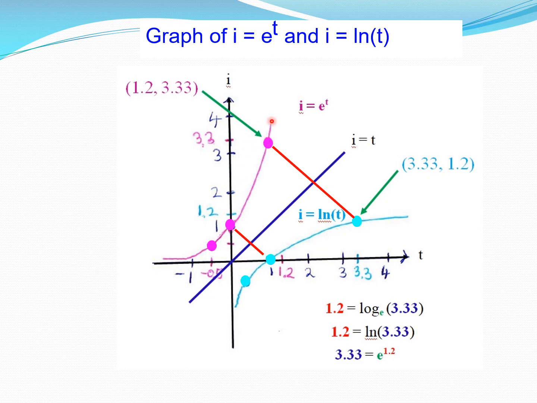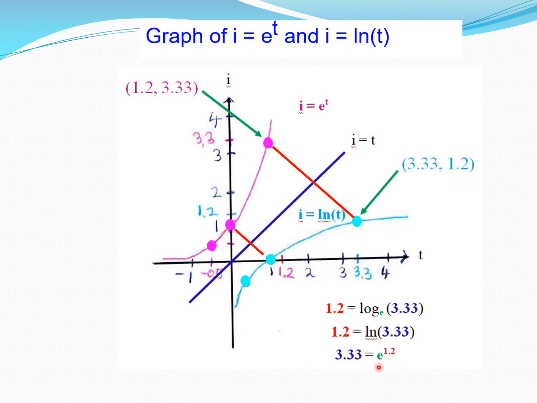So if we pick this point here on the I equals e to the t graph, the t value is 1.2 and the I value is 3.3. But if we reflect it about the line, the coordinates get flipped around so that the t value is 3.3 and the log of t becomes 1.2.